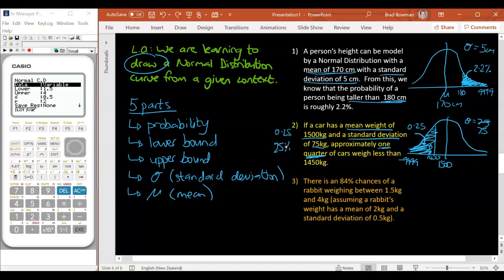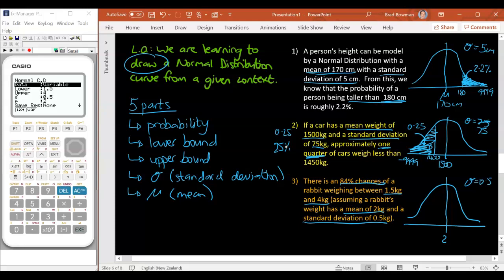And the final one we want to have a look at, that orange one. So again, I'm going to draw my curve. There is an 84% chance, so that's my probability, that a rabbit weighs between 1.5 and 4 kilos. So that's my upper and lower. Assuming that there is a median weight of 2 kilos and a standard deviation of 0.5 kilos. So we can see that 5 bits of information popping up. So there's our mean. It doesn't have to be perfect, and that has a mean weight of 2. Standard deviation, top right, 0.5.